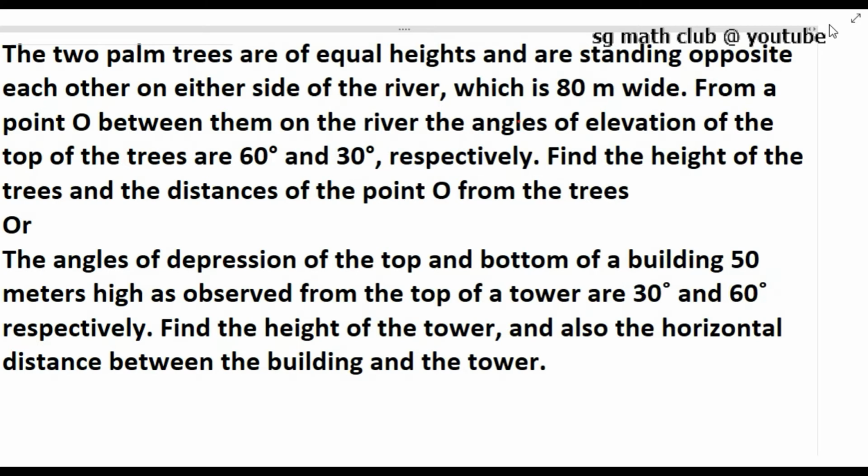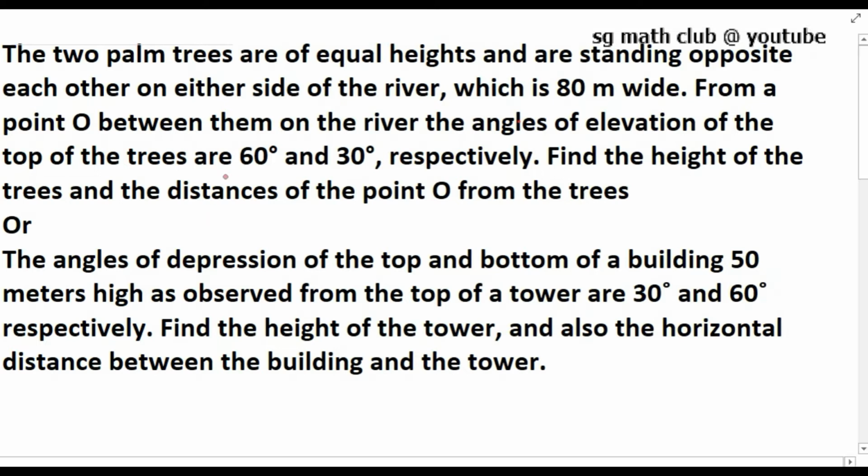So let's see the first question, that is question number 34. 2 palm trees are of equal heights and are standing opposite to each other on either side of the river, which is 80 meter wide. From a point O between them on the river, the angles of elevation of the top of the trees are 60 degree and 30 degree respectively. Find the height of the trees and the distance of the point O from the trees.